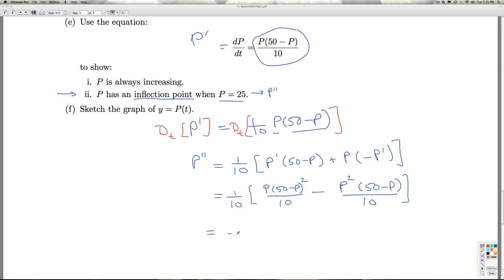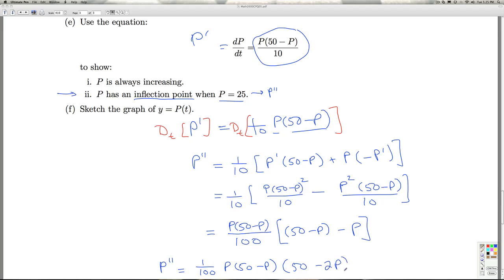Now I factor out what's in common. I've got a denominator of 10 I can factor out, so that's 100. What can I factor out of the numerators? Well, I've got a factor of p in both and a factor of 50 minus p. And let's see what's left over. From here, I'm going to be left with the quantity 50 minus p, and from here I'm going to be left with the quantity p. And so I get p double prime is equal to 1 over 100 times p times 50 minus p times 50 minus 2p. And this is what we're going to use to analyze the concavity and get our inflection point.